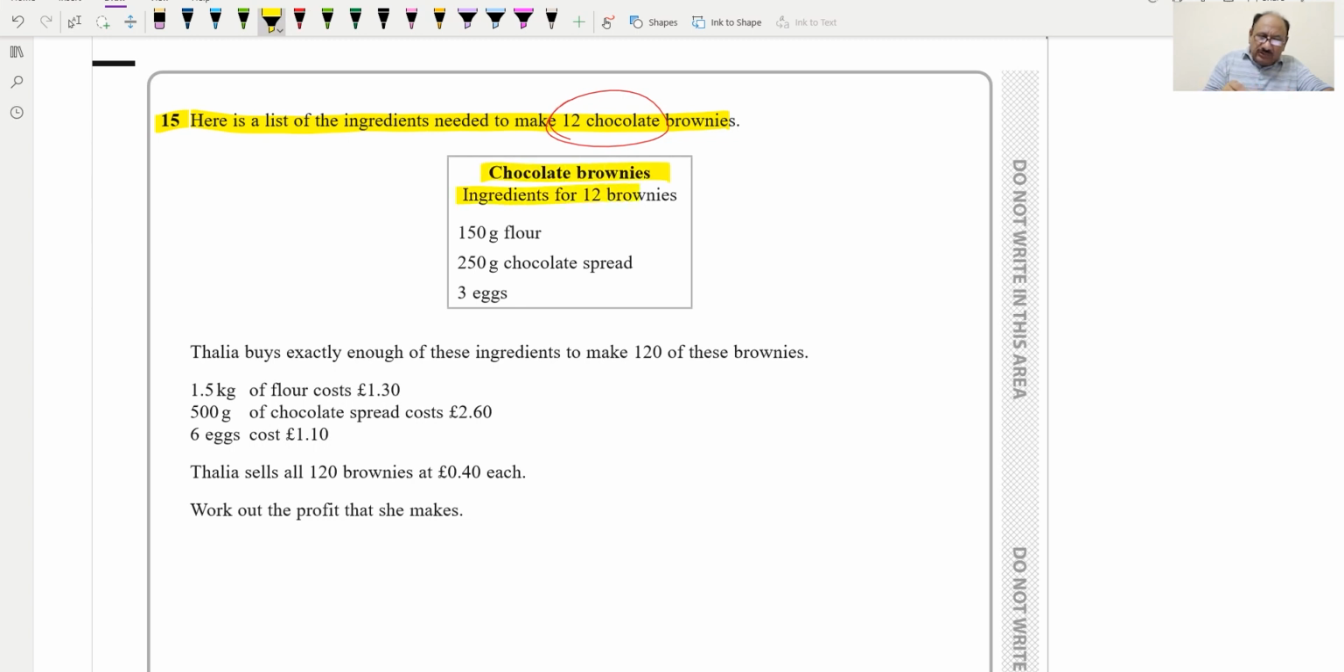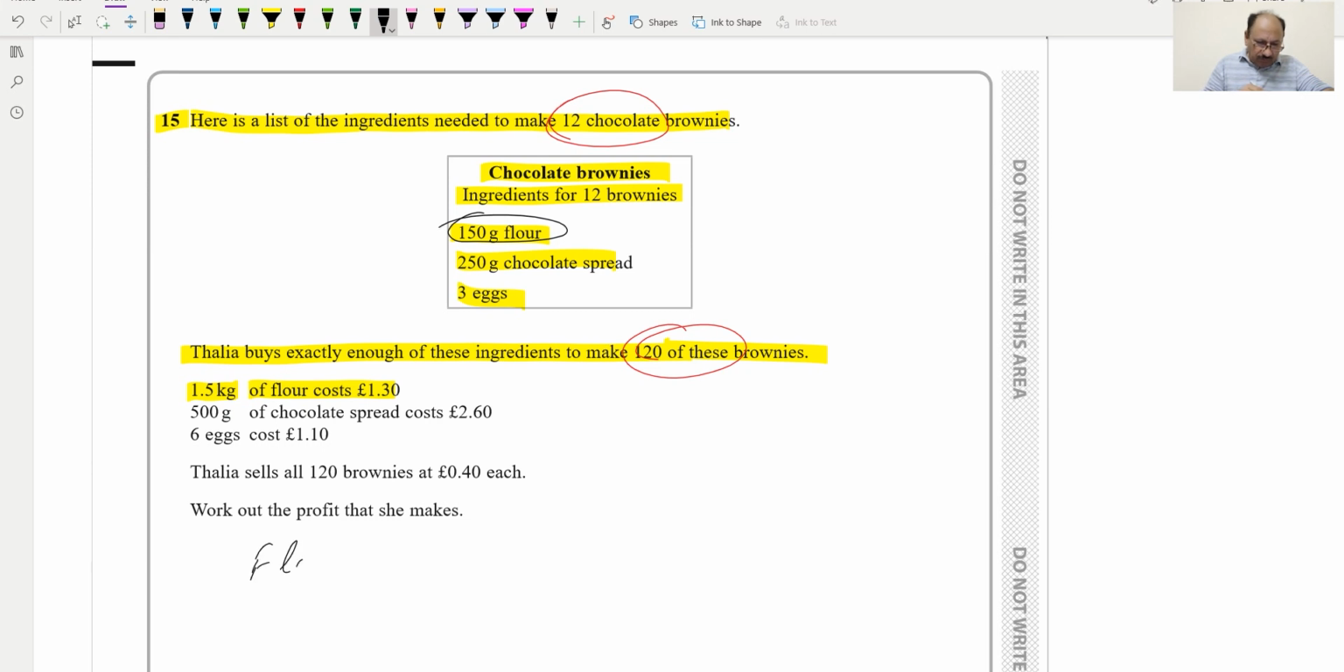Chocolate brownies, ingredients for 12 chocolates. These are the ingredients. Thalia buys exactly enough of these ingredients to make 120 of these brownies. So 120 of these brownies need to be made. 1.5 kilograms of flour costs 1.30 pounds. First of all, we will calculate 150 grams.